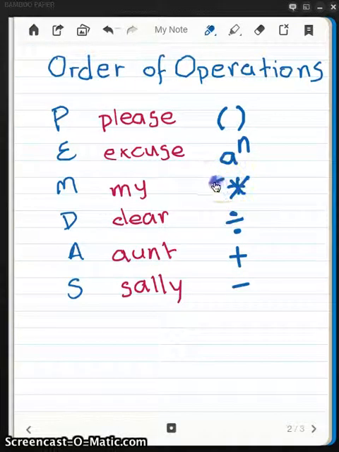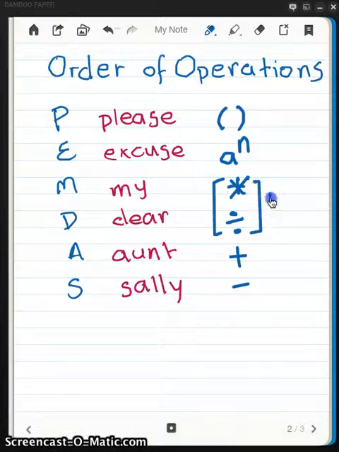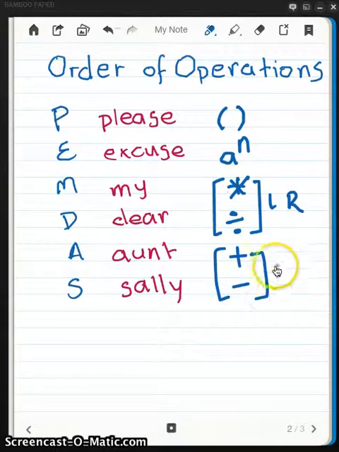Don't forget that multiplication and division are done at the same time, in order from left to right. The same story is true with addition and subtraction. Those two operations are done at the same time, in order from left to right. Now, let's take a look at an example.